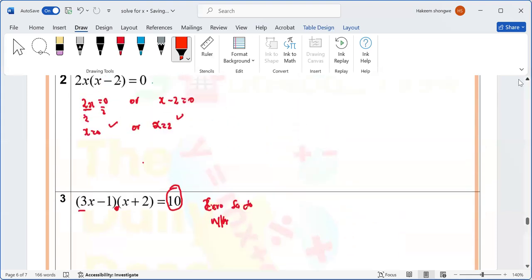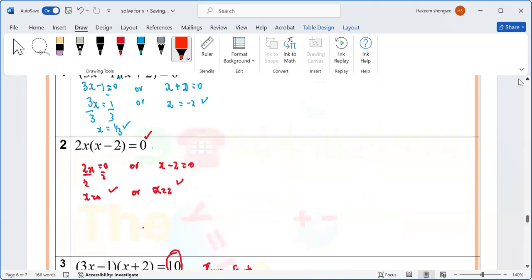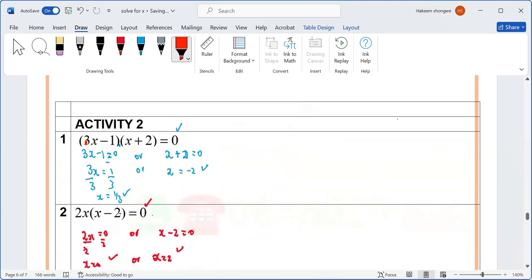In number 2, the addition and subtraction are inside the bracket. Can you see that again? This one is inside the bracket, and this one is also inside the bracket, which means you are multiplying bracket number 1 and bracket number 2.